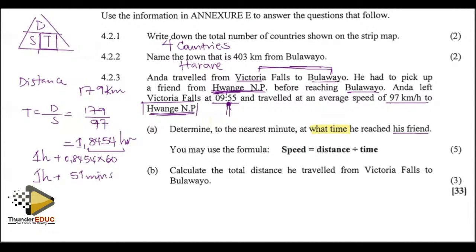So at what time does he reach? If he left 9:55, so we shall say 9:55 plus 1:51. This comes in 6. 10, you remain with 4. You go with the 1. So this other side is what? So he reached at 11.